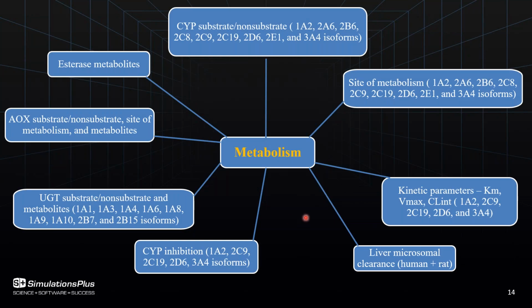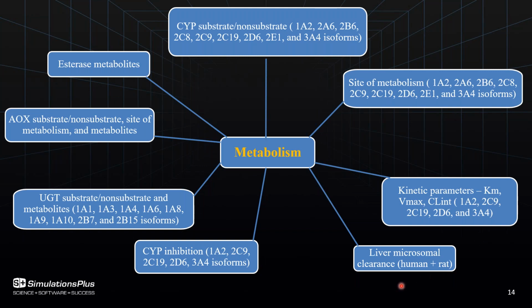Okay, now let's move on and discuss the metabolism module. So we have a large number of models here. These on this side are all related to recombinant CYPs. So we're looking at specific isoforms of cytochrome P450, and we have several models, 9 different isoforms, where we predict whether the compound is a substrate or a non-substrate for a specific CYP isoform. We also have models to predict sites of metabolism for these 9 isoforms, and then we also have models to predict Km, Vmax, and clearance for the 5 major CYP metabolizing enzymes.